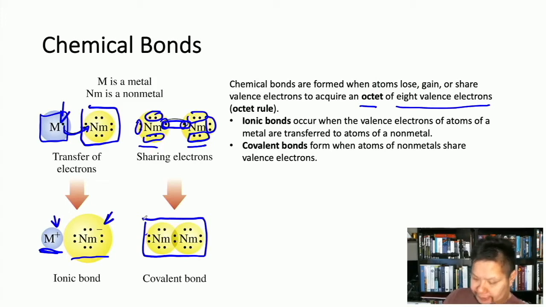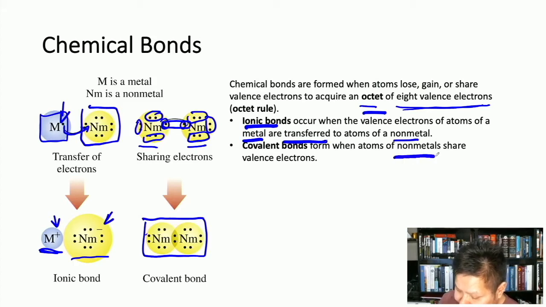So, big things to remember: octet rule, 8 valence electrons. Ionic bonds are between metals and nonmetals, and it's a transfer of electrons from one atom to another. A covalent bond is between two nonmetals, and they share their valence electrons to achieve the octet rule of 8.